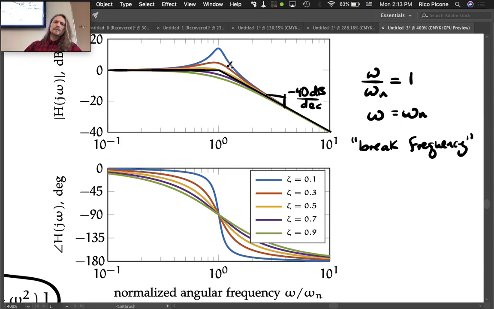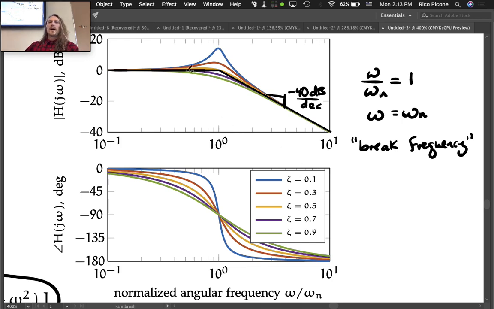So notice that for different damping ratios, we deviate from this straight line approximation relatively significantly at or near this break frequency. Now, the way that we're going to handle this in terms of sketching is that we're going to refer back to this plot, and say, okay, I have a damping ratio, I compute it, it's 0.23. It's not one of my damping ratios here, but it's in between 0.1 and 0.3.